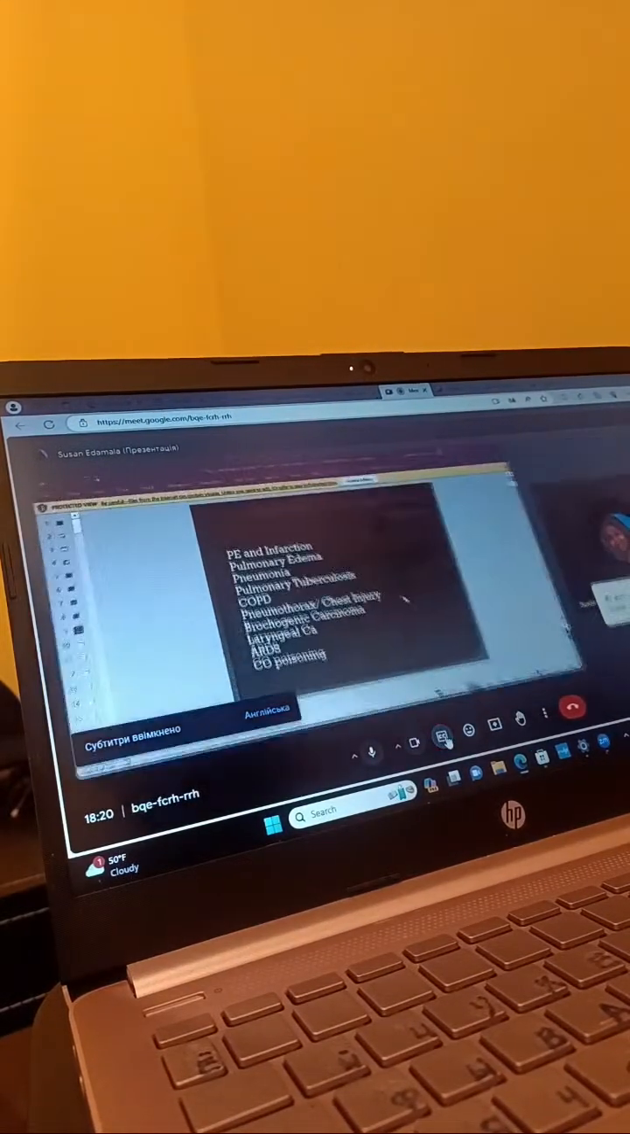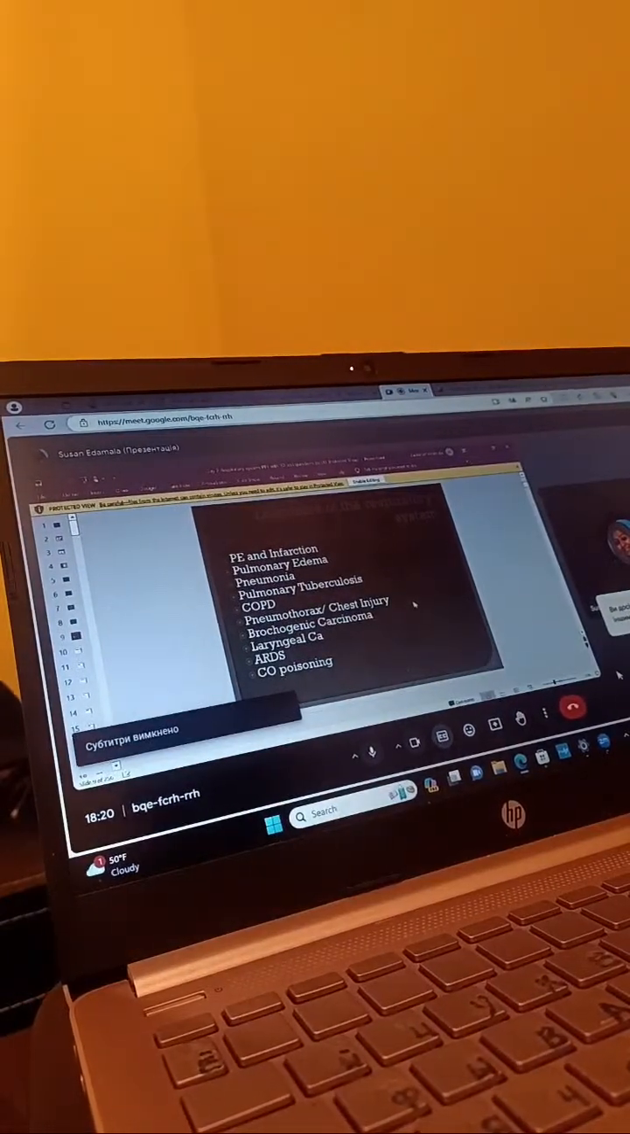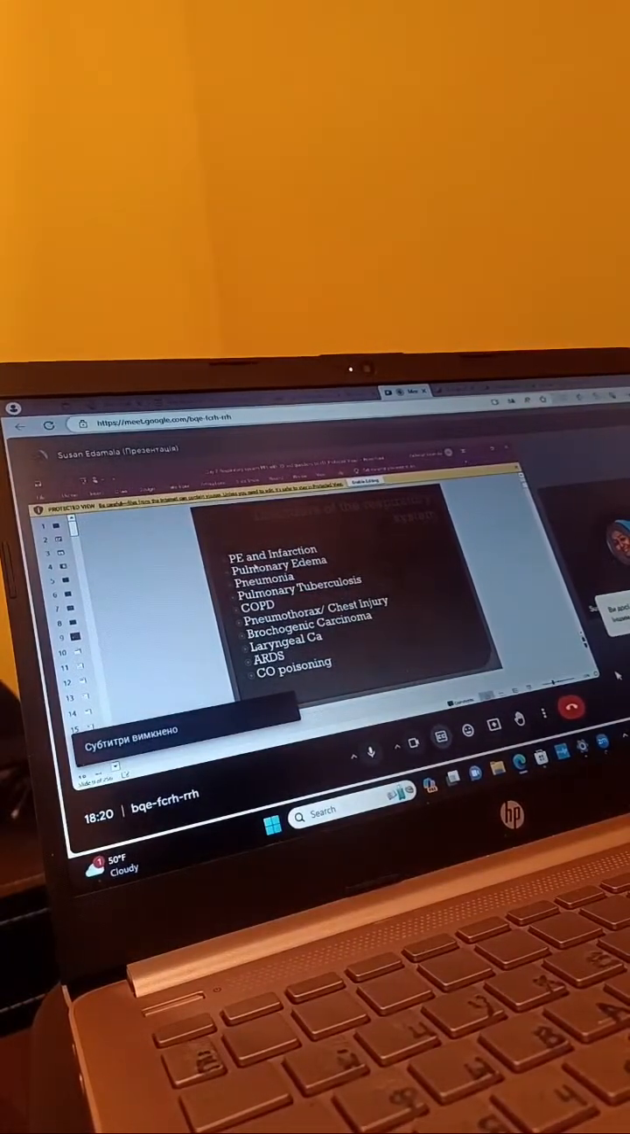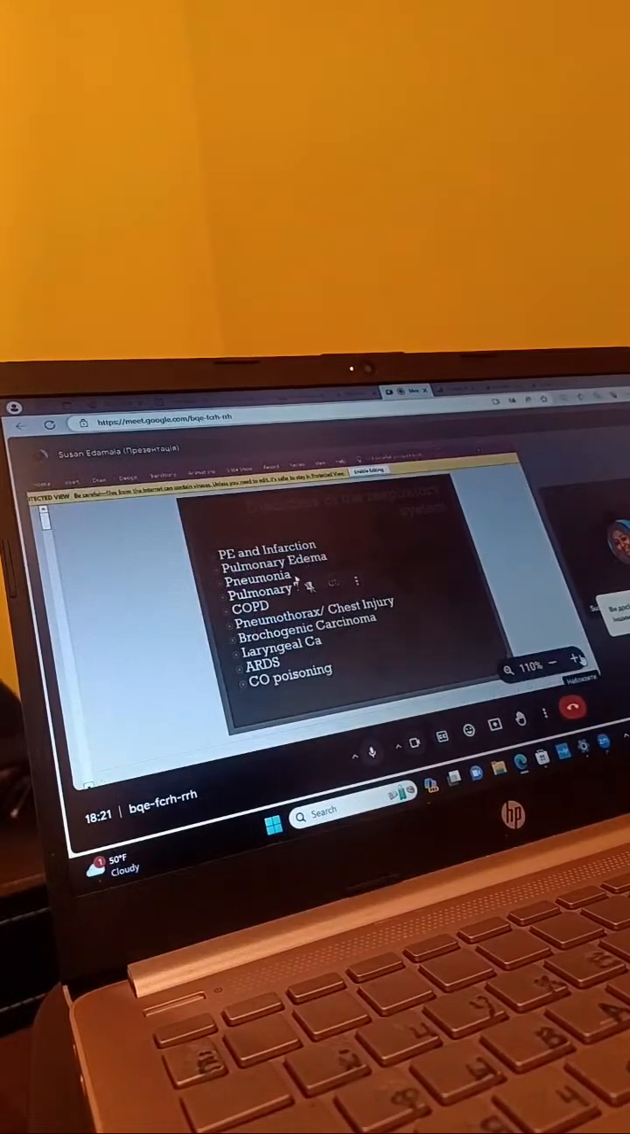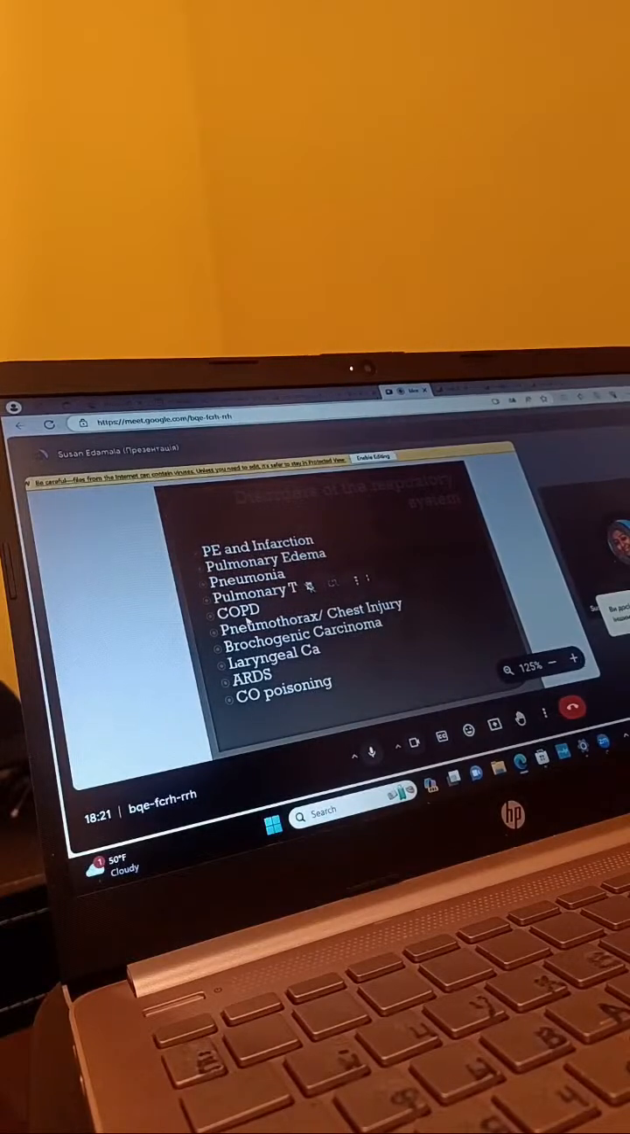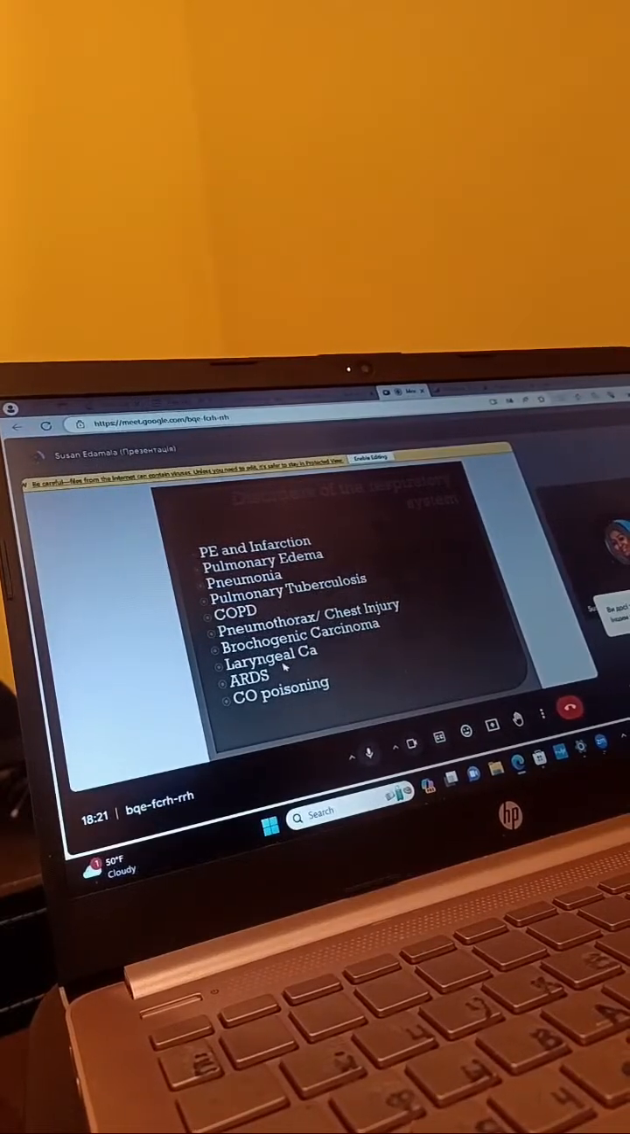So what are the different disorders in the respiratory system? You can have pulmonary embolism or pulmonary infarction, then pulmonary edema, pneumonia, pulmonary tuberculosis, COPD, pneumothorax or chest injury, or you can have different types of carcinomas like laryngeal carcinoma, bronchogenic carcinoma, lung cancer, or you can have adult respiratory distress syndrome and also carbon monoxide poisoning.